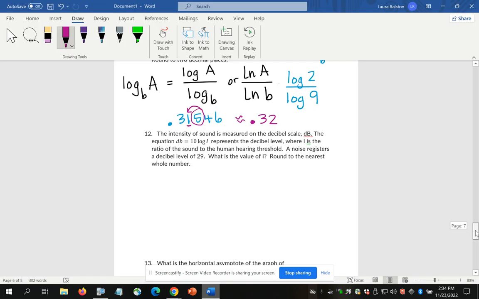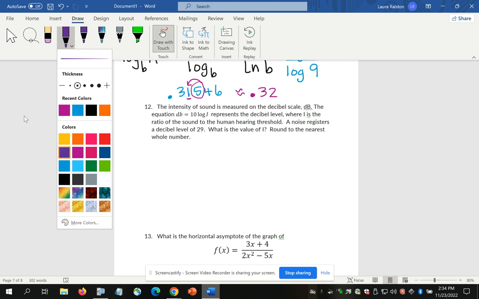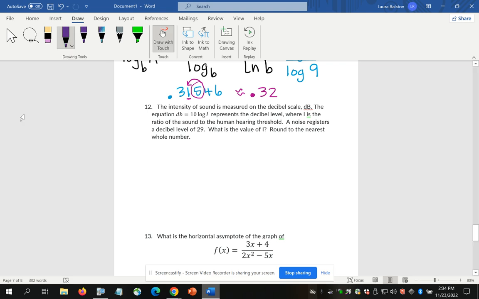Question 12 says the intensity of sound is measured on the decibel scale. The equation decibel equals 10 times the log of I represents the decibel level, where I is the ratio of the sound to the human hearing threshold. A noise registers a decibel level of 29. What is the value of I? And round to the nearest whole number.